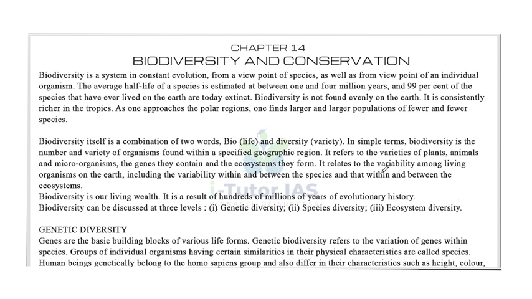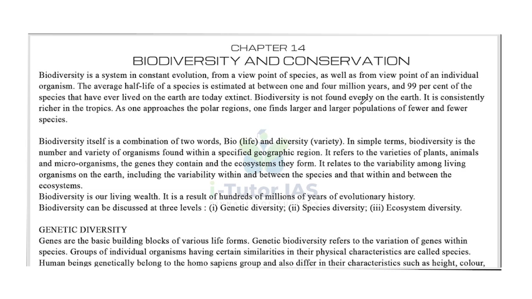Biodiversity is a system in constant evolution, from the viewpoint of species as well as from the viewpoint of an individual organism. The average half-life of a species is estimated at between 1 and 4 million years, and 99% of the species that have ever lived on the earth are today extinct.